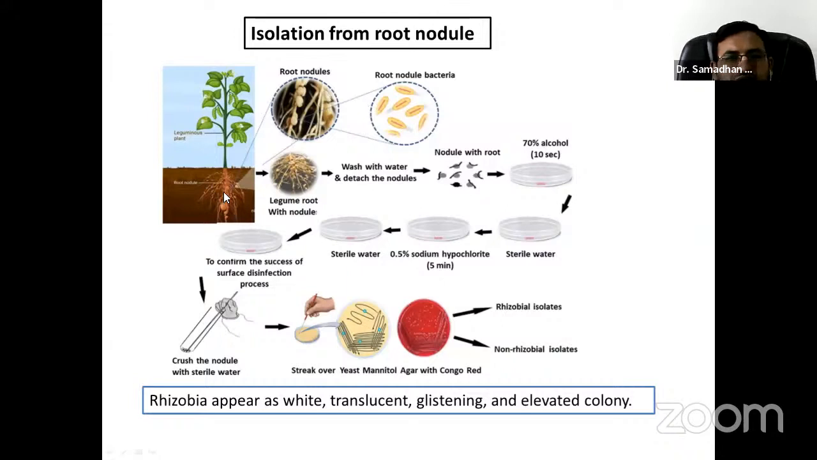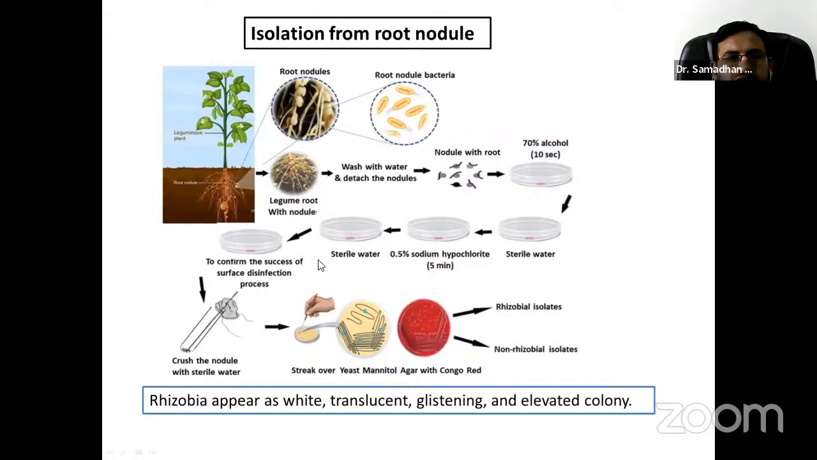What you have to do is take the legume root with the nodules, wash with water, and detach the nodules from the root. Then add them into a petri plate with 70% alcohol. Rinse with 70% alcohol for 10 seconds, then rinse with sterile water. Then rinse with 0.5% sodium hypochlorite for 5 minutes, and again with sterile water.